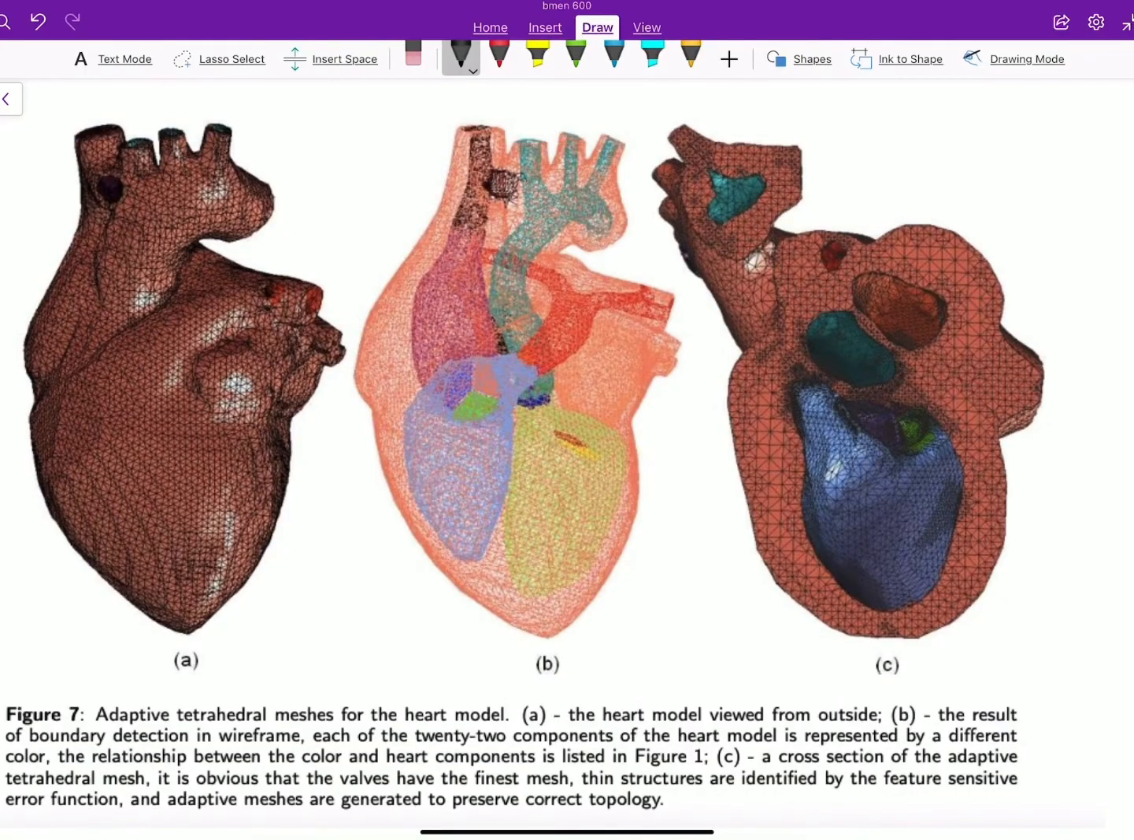Another schematic from the research paper would be this figure. Part A is the heart model viewed from the outside, whereas Part B is the result of boundary detection in wireframe, and Part C is a cross-section of the adaptive tetrahedral mesh.